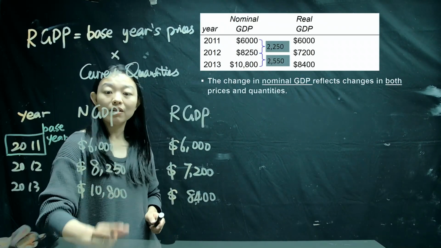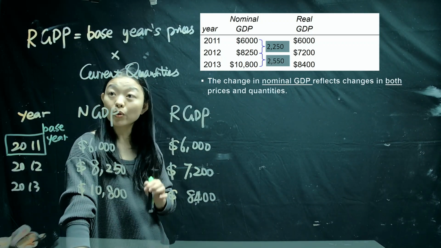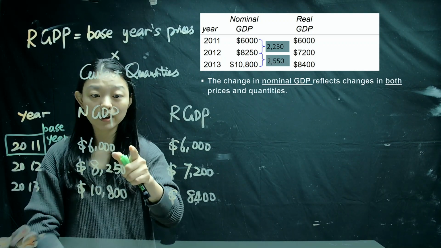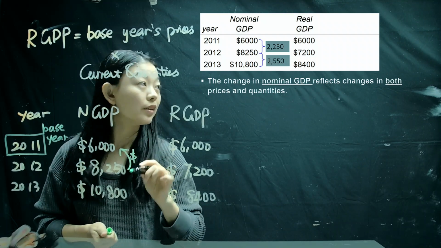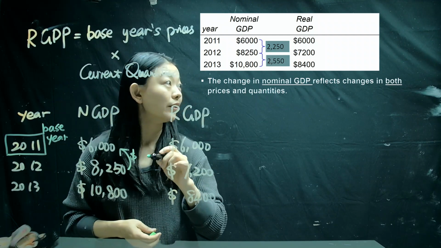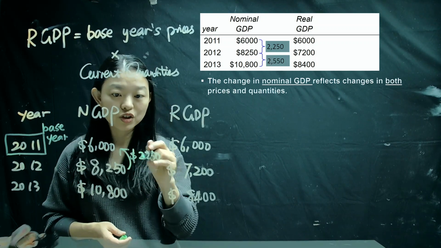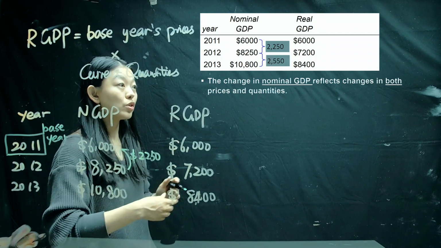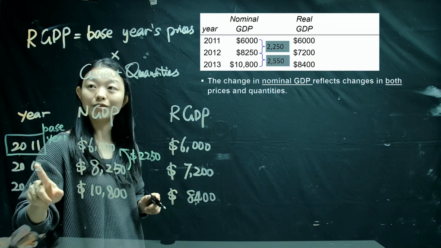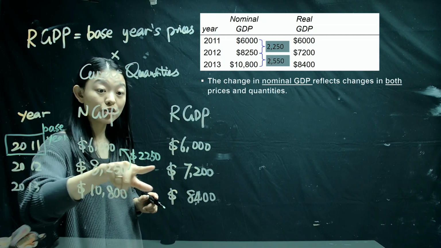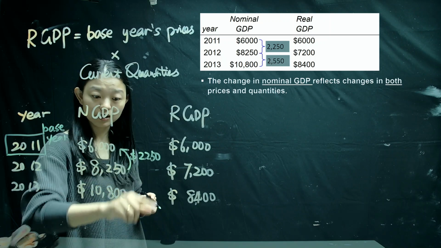So the changes in nominal GDP reflect the changes in both prices and quantity. This change, $2,250, the difference between nominal GDP of 2012 and 2011, reflects not only the changes in prices, but the changes in quantity, okay?